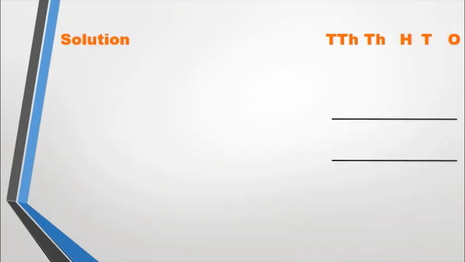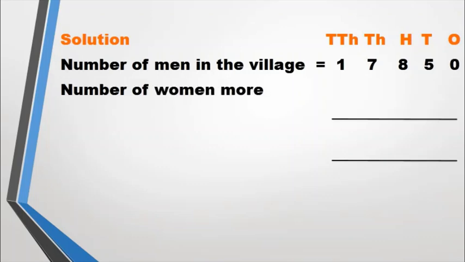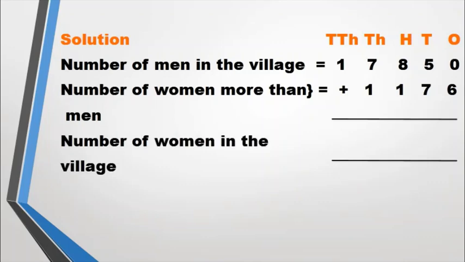Let us write the statements for the given information. The first statement, number of men in the village, it is 17,850. Number of women more than men, it is 1,176. Now what we have to find out, children? We have to find out number of women in the village. How do we get this? We have to add both the given numbers. Come on, let us write the third statement, number of women in the village.